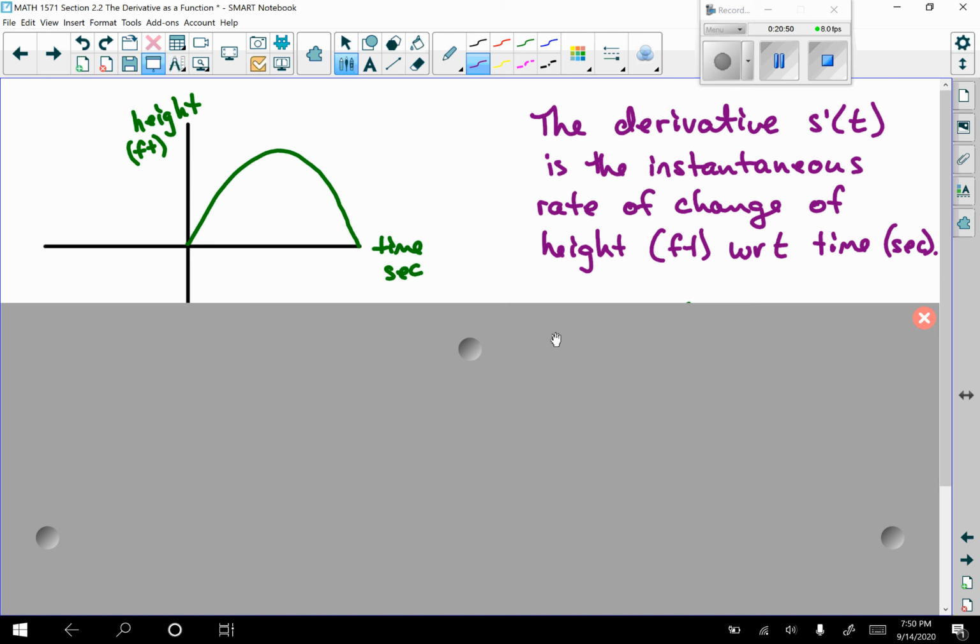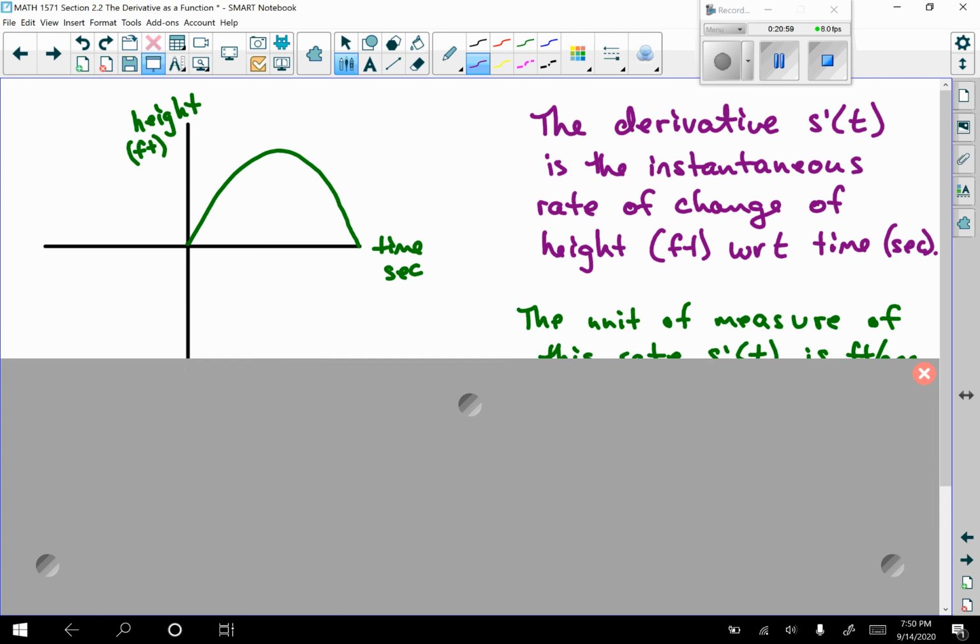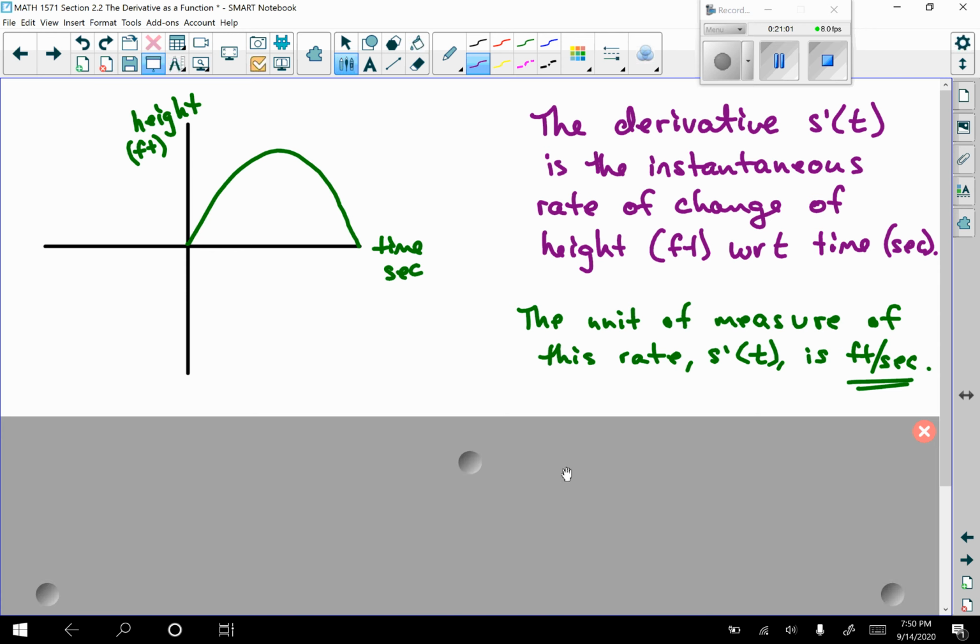So the derivative s prime of t is the instantaneous rate of change of height in feet with respect to time in seconds. So when we talk about the rate of change or velocity of an object, the unit of measure is always like miles per hour. Think of driving in a car. We have rate versus time. So we have miles per hour. We could have feet per second, meters per second. So those are the different rates that we could look at. So the unit of measure of this rate, s prime of t, is going to be feet per second.